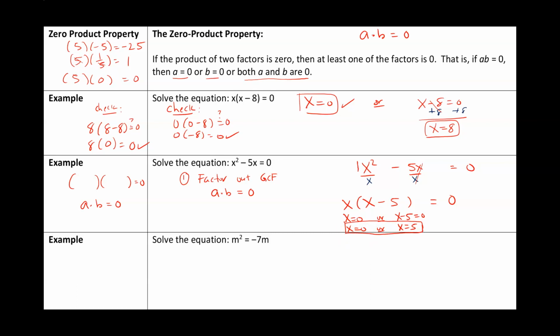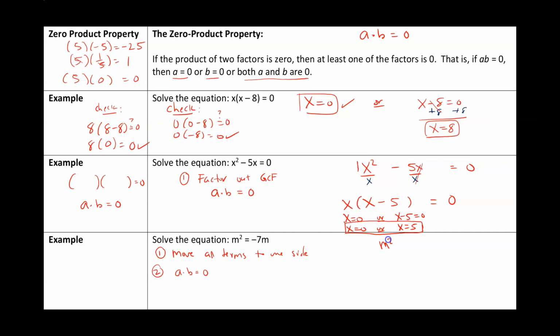Lastly, I have m squared equal to negative 7m. For the zero product property to work, all the terms have to be on one side, and the other side has to be 0. So we're first going to move all the terms to one side, because the other side has to be 0. Once we do that, then we're going to use the zero product property.